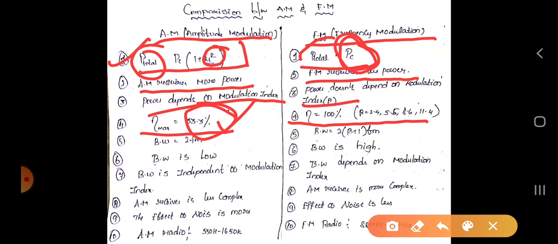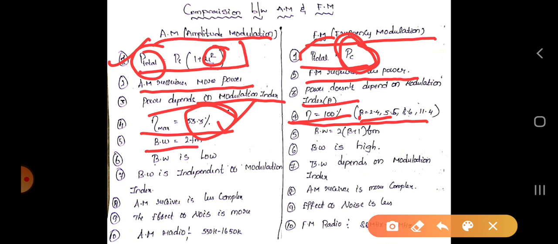100% efficient power for transmitting the information, only at Bessel function zeros at 2.4, 5.5, 8.6 and 11.4. Because at these values of the Bessel function, the carrier signal is completely eliminated, so that we are able to produce 100% efficiency at the output.